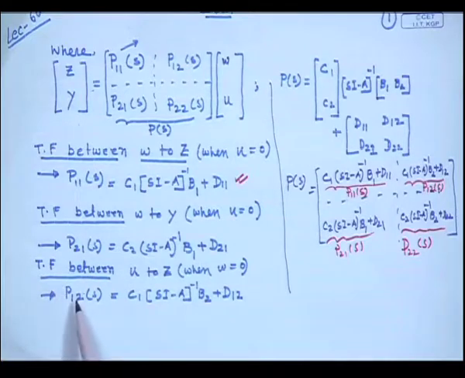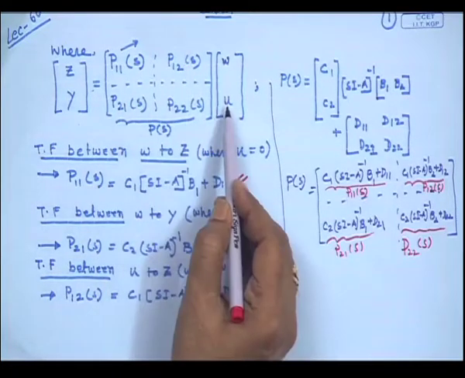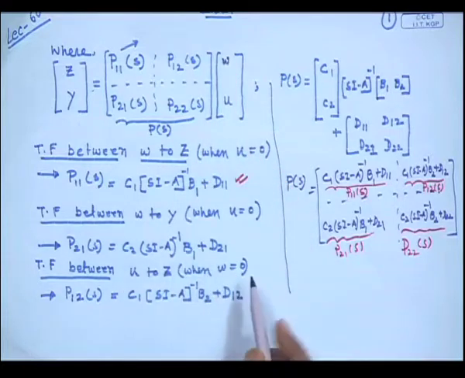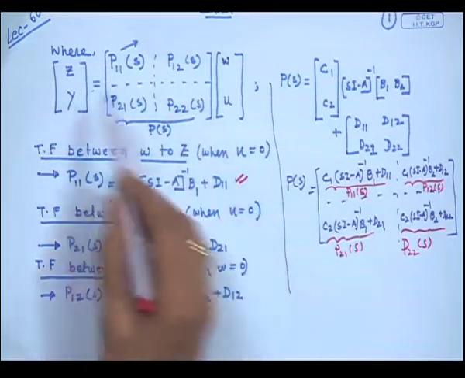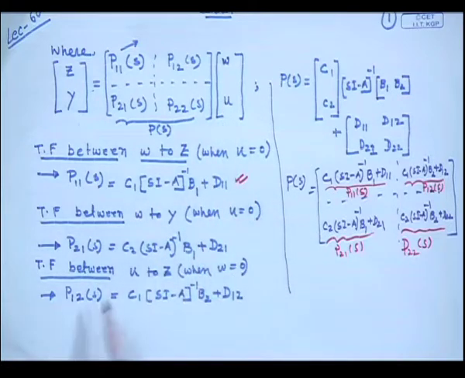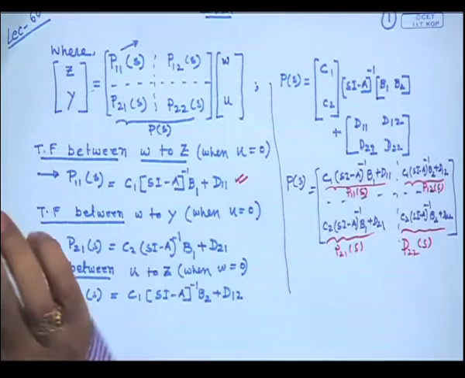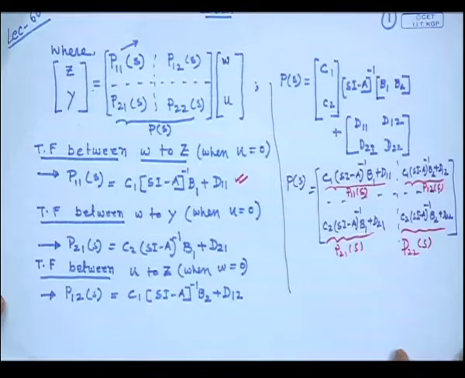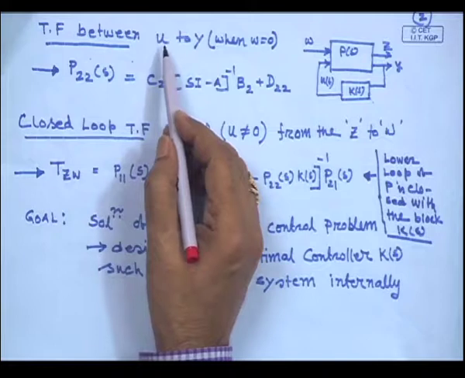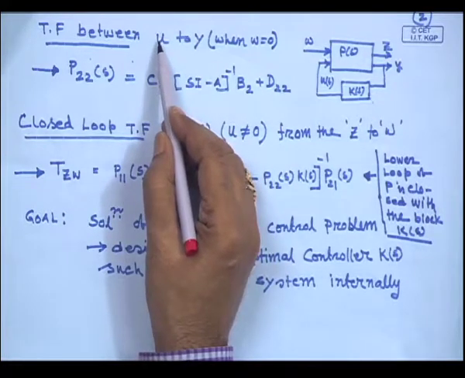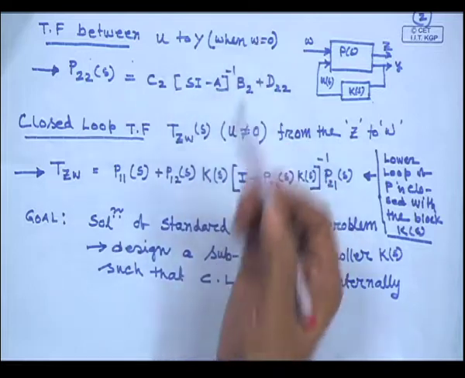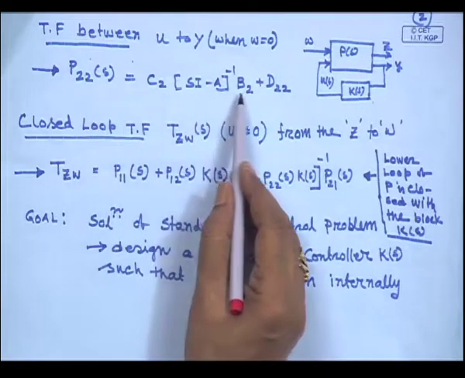Then P12, when W is 0, what is the transfer function between Z to Y? That transfer function is C1 (sI minus A) inverse B2 plus this, and that you can write from the basic state space description of our plant. Similarly, I can write P22(s), the transfer function between Y to U when W is 0.